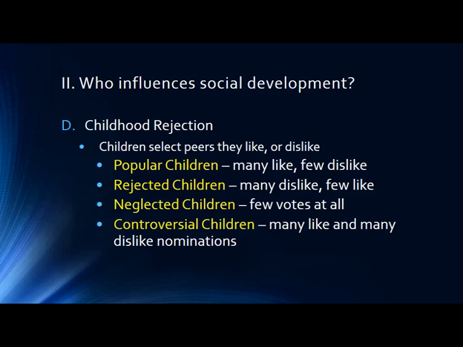But this is a way for us to assess what kind of peers a child has, where they fit into the social hierarchy, and then whether that puts them at risk in some cases. So the rejected and neglected children are probably the ones at most risk, so we want to watch out for those.